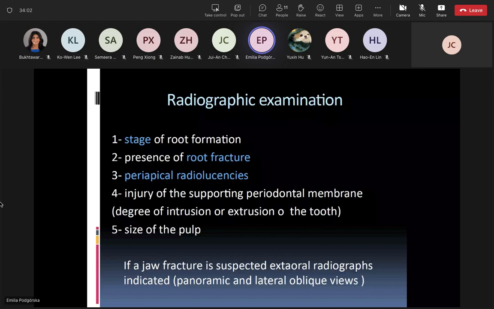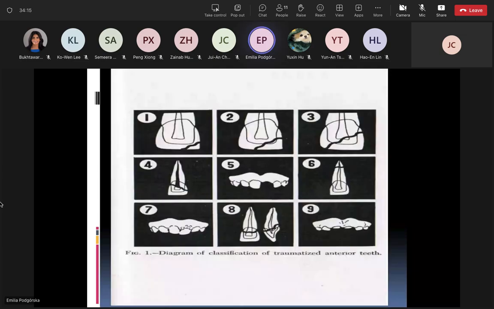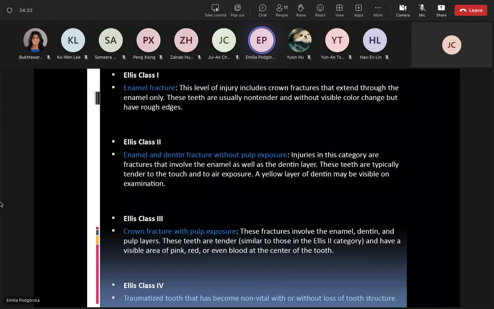If a jaw fracture is suspected, an extraoral radiograph is indicated, panoramic and lateral oblique. Class 1, enamel fracture. This level of injury includes crown fractures that extend to the enamel only. These teeth are usually non-tender and without visible color change but have rough edges.